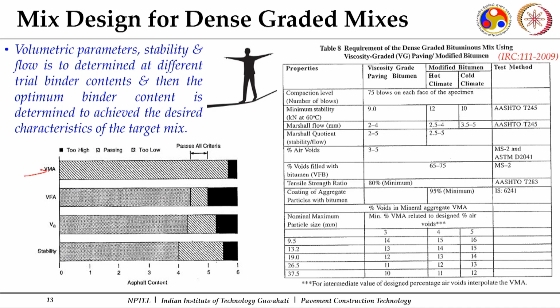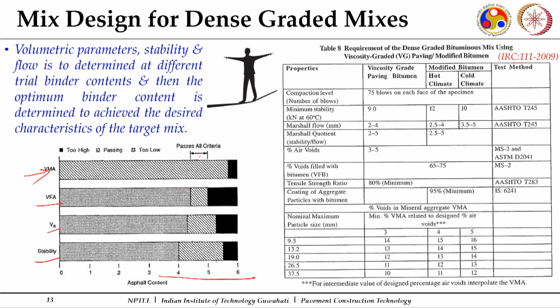Here I have this VMA, because VMA says that we should have a VMA which should be more than that particular figure. So, I see this shaded part where I need to have the binder contents meeting the requirement. In this particular range my VMA is meeting the requirement, and VFA should be 65 to 75%. I am plotting my asphalt content, and I just want to see where my requirements are not met. Here it says VMA is too high, and likewise voids filled with bitumen, air void and stability.